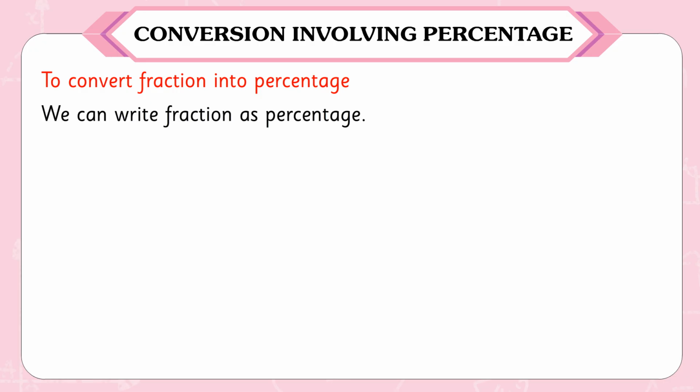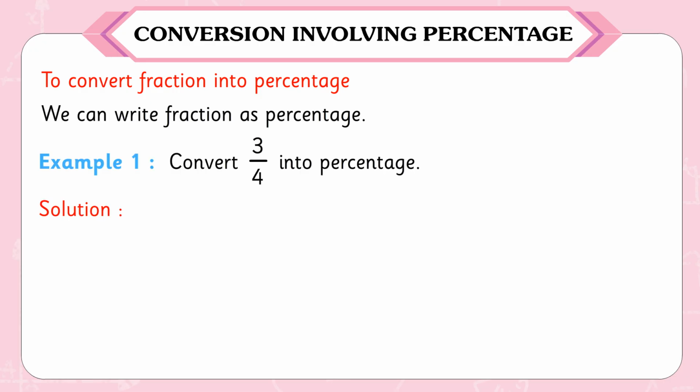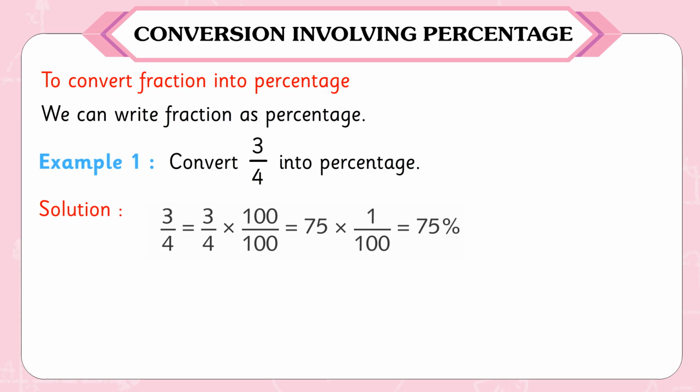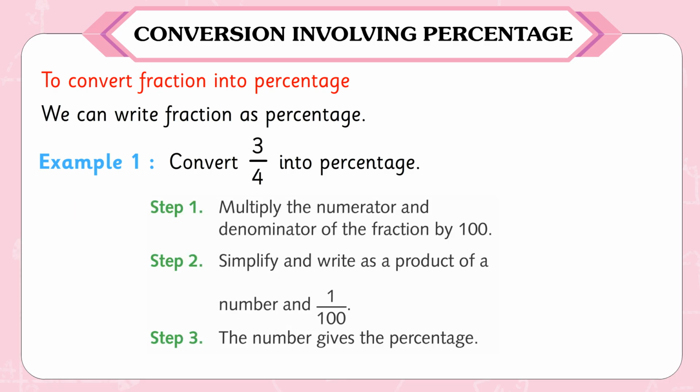Conversion involving percentage. To convert a fraction into percentage, we can write the fraction as a percentage. Solution: 3 upon 4 is equal to 3 upon 4 into 100 upon 100 is equal to 75 into 1 upon 100 is equal to 75%. Step 1. Multiply the numerator and denominator of the fraction by 100. Step 2. Simplify and write as a product of a number and 1 by 100. Step 3. The number gives the percentage.